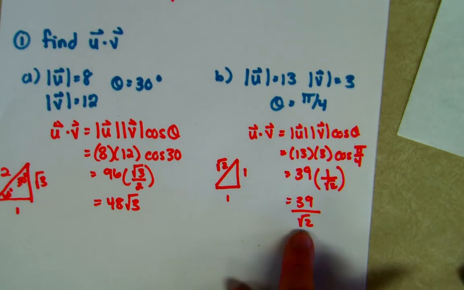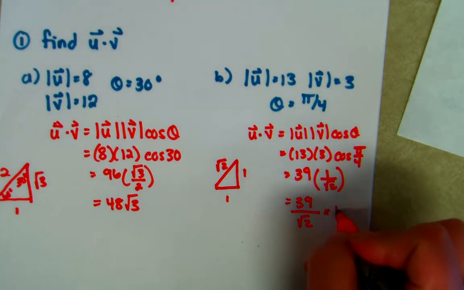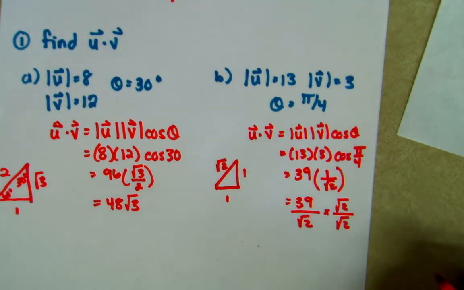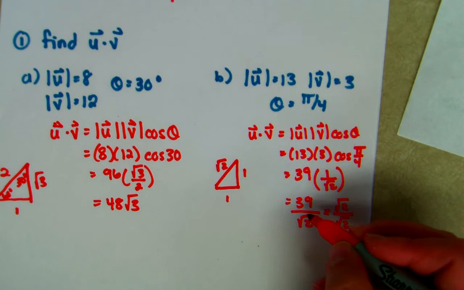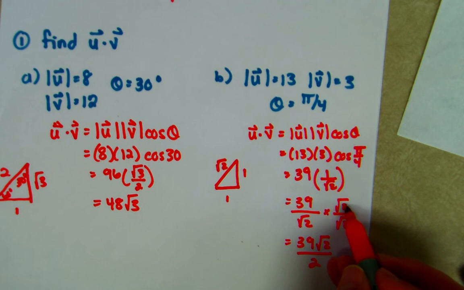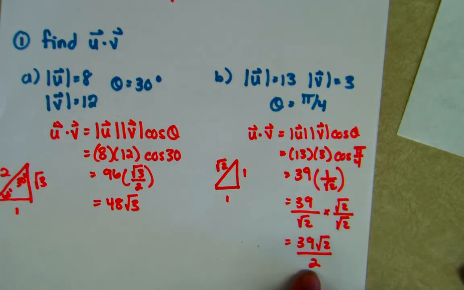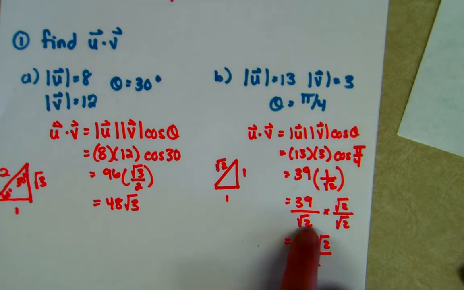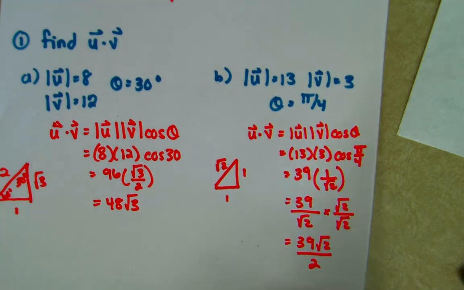Some will accept that as an answer, but some will say you're not allowed to leave roots on the bottom. So we rationalize this by multiplying by 1, made up of root 2 over root 2. Then I get 39 root 2 over 2, since root 2 times root 2 is 2. So this has been rationalized, meaning now I have a rational number on the bottom, a whole number, as opposed to the root of 2, which is a non-terminating, non-repeating decimal.